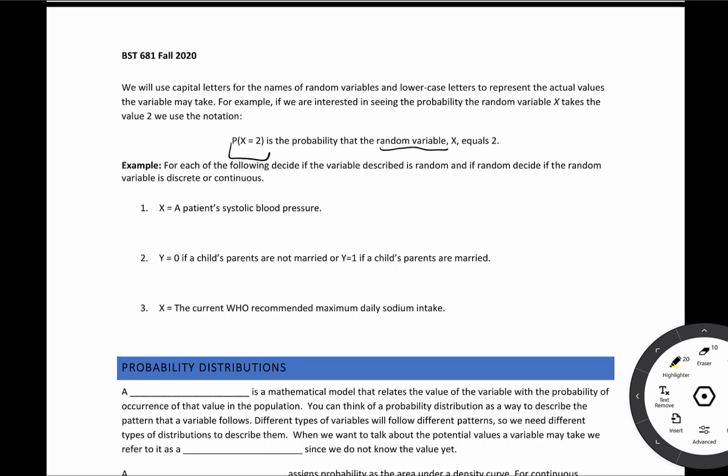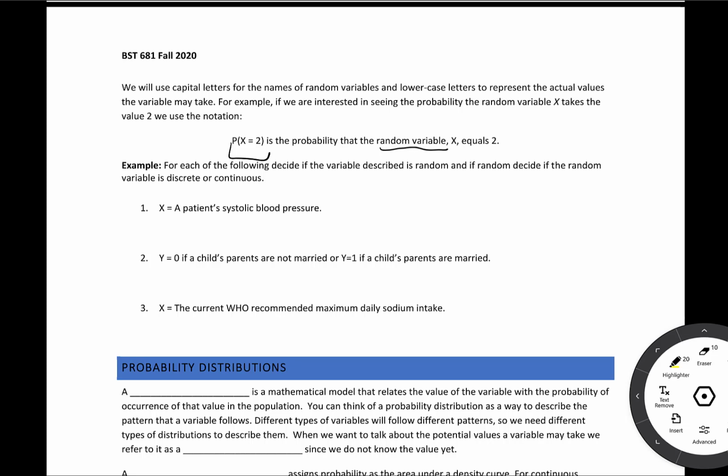So that's the distinction there between the capital and the lowercase that you'll generally see with probability notation and talking about random variables. So for each of the following, we're going to decide if the variable described is random, and if it is random, we're going to decide if it is discrete or continuous. So if you want to pause right now, see if you can answer these three, and then when you come back, see if you get the same answers that I did.